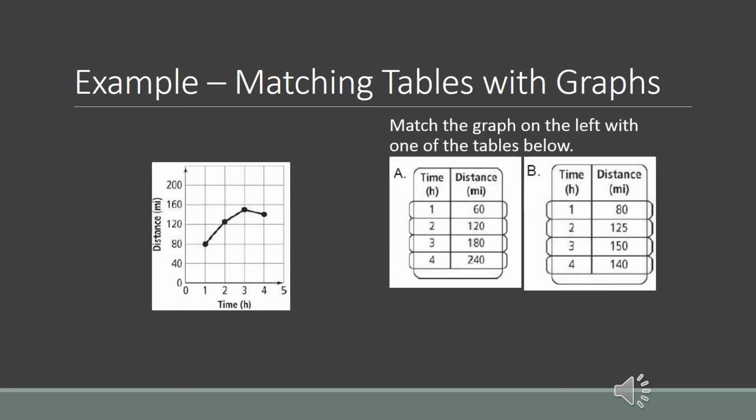Let's do another one with matching tables with graphs. Pause the video at this point to give yourself a chance to do the example. The answer for this one is B. 1 matches up with 80, 2 with 125, etc.